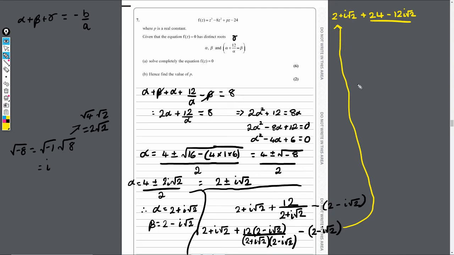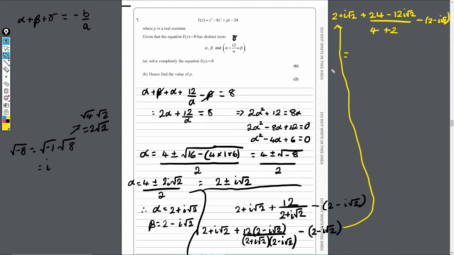So 2 times 2, so that's going to be 4. And then if you multiply i root 2 with minus i root 2, that'll give you minus i squared times 2, which will just give you a positive 2. Okay, so it becomes 4 plus 2. And then this final bit will be minus this 2 minus i root 2. So minus 2 minus i root 2. I'm kind of running out of room here. It's a bit of a tight fit.